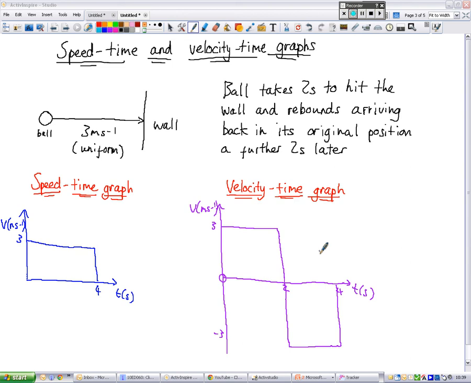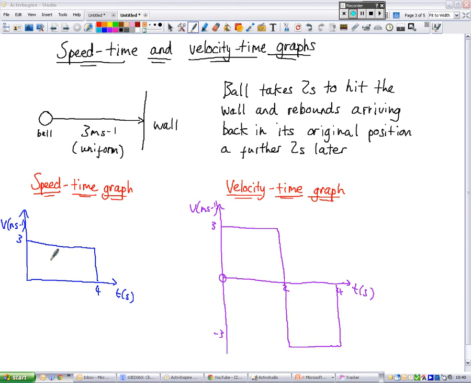We've been looking at motion graphs and started off with a speed-time and velocity-time graph comparison to show you how the two are different. So we had a ball that was approaching a wall at 3 meters per second. It takes 2 seconds to go towards the wall, it takes 2 seconds to come back to its original position. So 4 seconds in total, always traveling at 3 meters per second, which is obviously not what's going to happen in real life. It's going to slow down at some point, but we'll just imagine for the purposes of this example that it's a uniform velocity towards the wall and back.